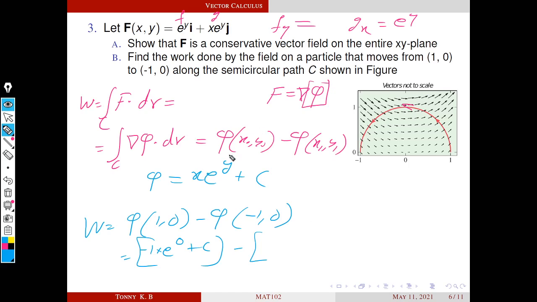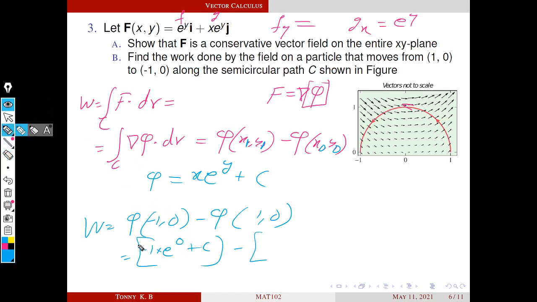sorry, there is a mistake actually. This is our endpoint, phi of x1 y1 minus phi of x0 y0. Sorry, this is our endpoint, this is our starting point. So with the corresponding changes, this becomes minus 1 0, and this is 1 0.